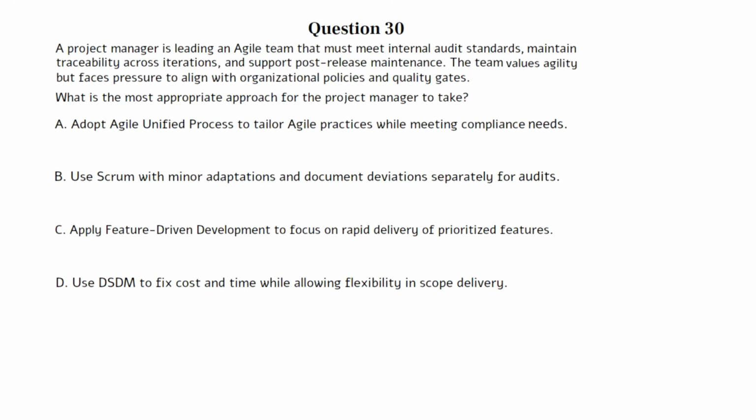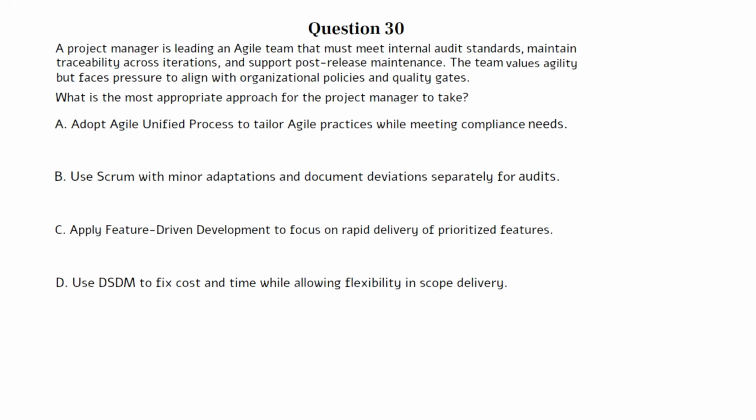Question 30. A project manager is leading an agile team that must meet internal audit standards, maintain traceability across iterations, and support post-release maintenance. The team values agility but faces pressure to align with organizational policies and quality gates. What is the most appropriate approach for the project manager to take?